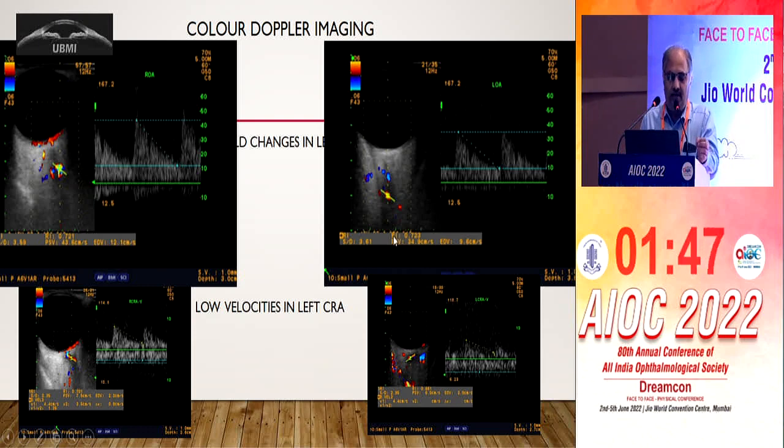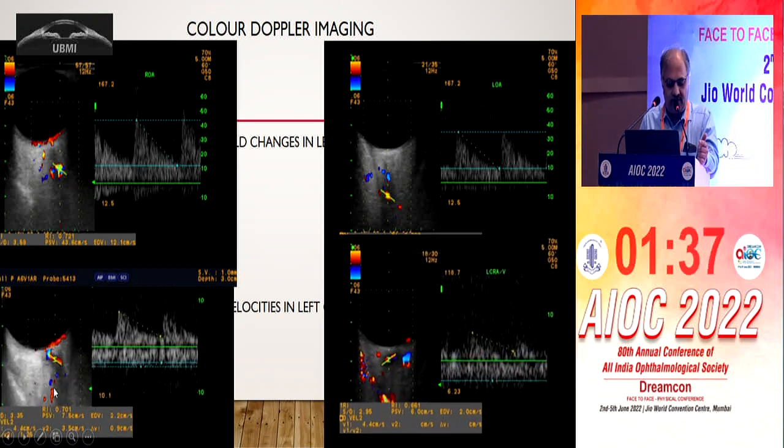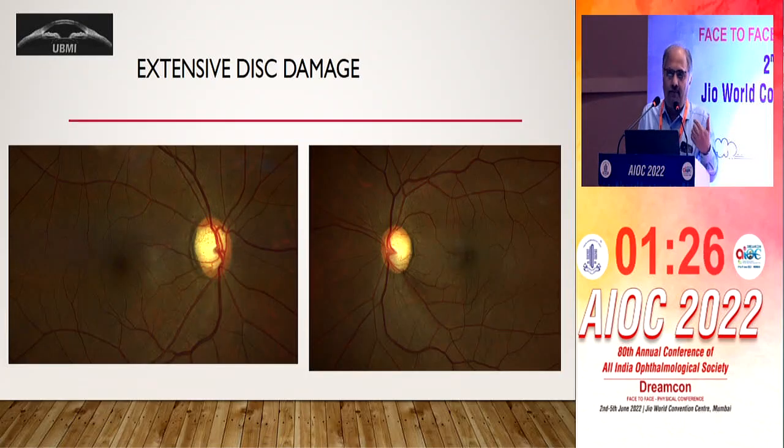There is a resistivity index, which really tells us how much of the blood flow is inside this artery, is also low on the left side, and it's normal on the right side. The same thing can be done for the central retinal artery involvement here. The PSV is 7.5, and it is 6 on this side. So there is a problem which is occurring beyond the optic disc, and apart from the color Doppler, there is no way which we can make it out.